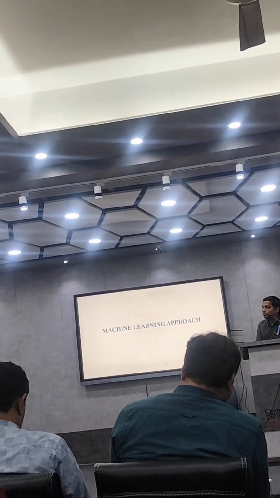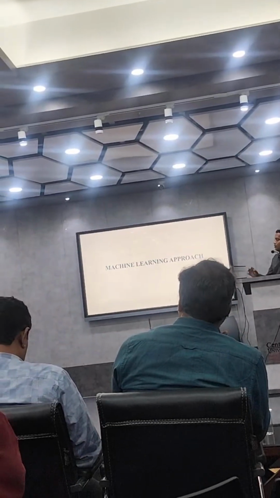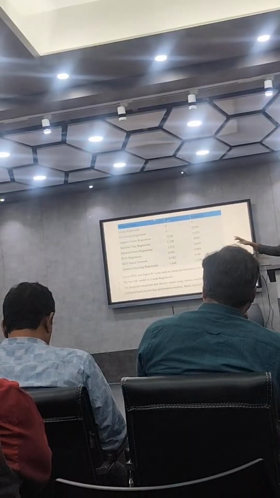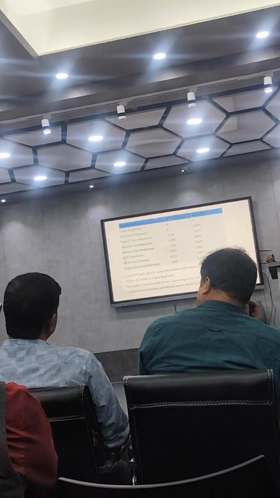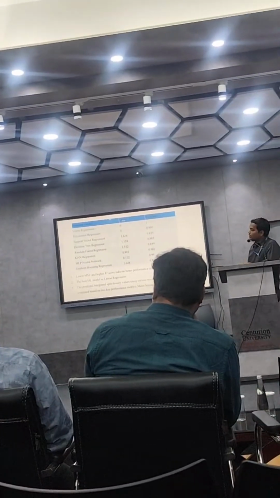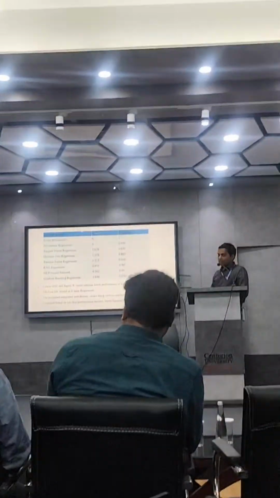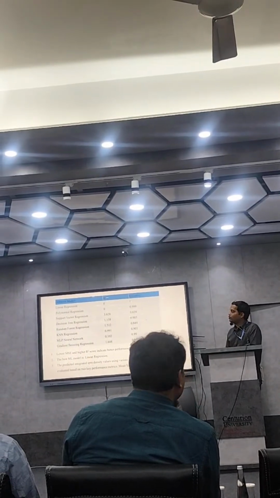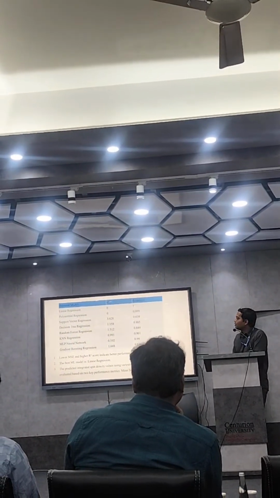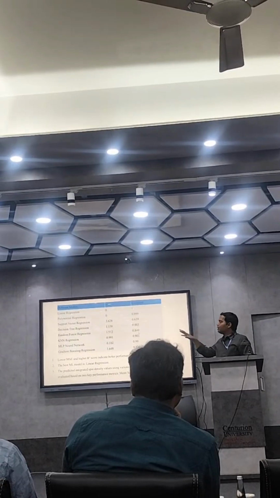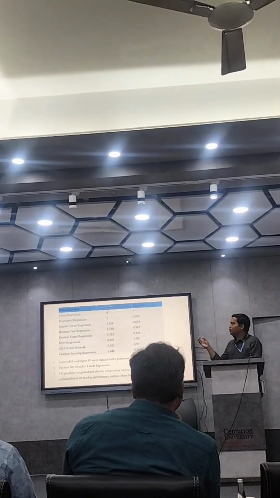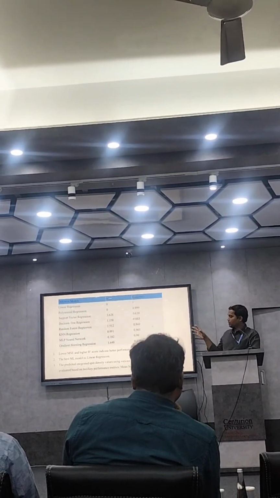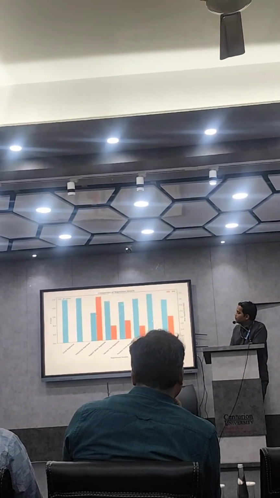So in the machine learning approaches we use different models: linear regression, polynomial regression, support vector regression, decision tree regression, and random forest. We are not from the machine learning domain, but we tried iteratively with different codes found online, namely linear regression and polynomial regression. These are the models we used.